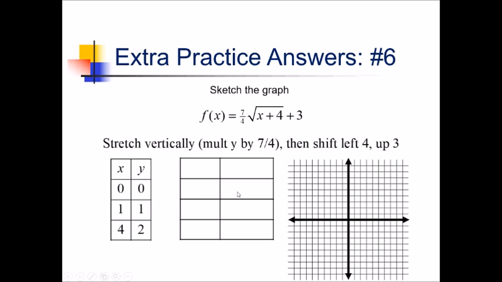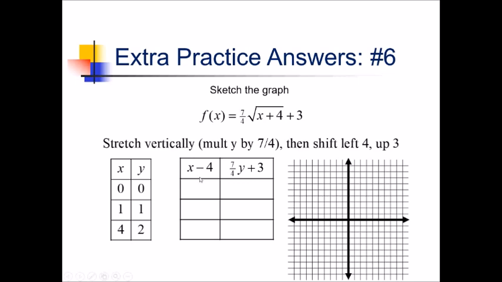So making a table to change my x and y values, since we're going left 4, that means we have x minus 4 in there. And for the y's, we said we were multiplying by 7/4, so I have 7/4 y, and then up 3 means plus 3 for the y values.